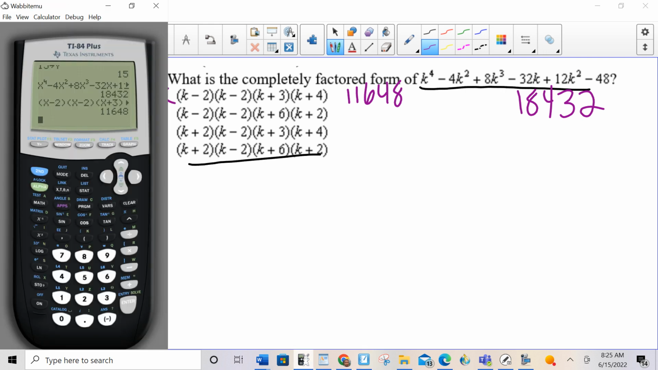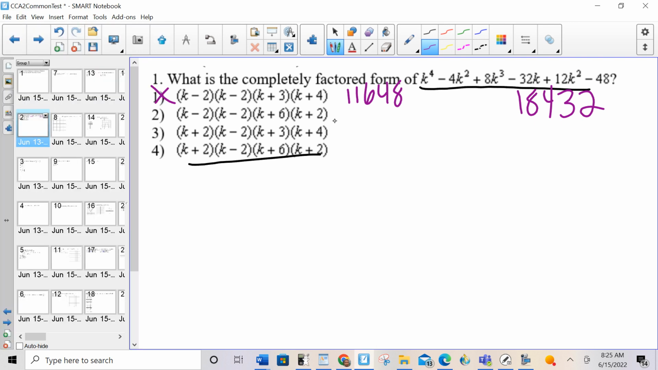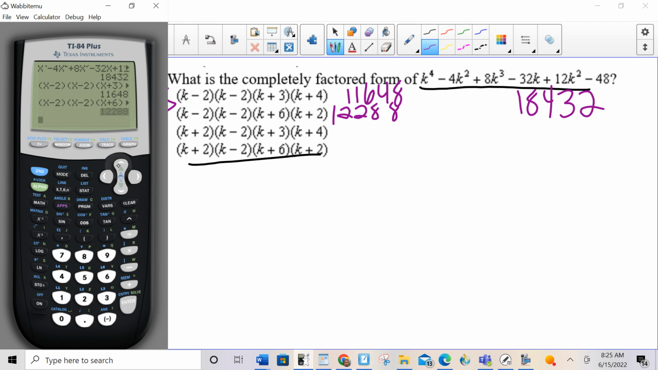Now for choice 2, instead of retyping the whole thing, I can just copy and paste. And all I'm doing is changing the 3 to a 6, and the 4 to a 2. 12,288. That does not match up to 18,432. Try choice 3. Copy and paste again.